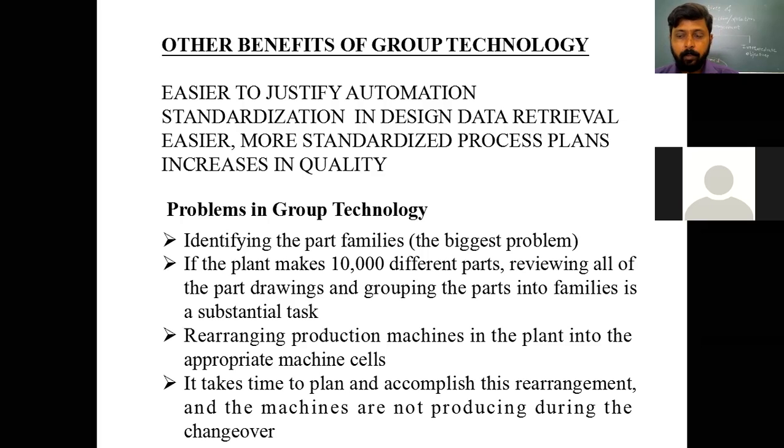Okay. Then easier, more standardized process plans. Process plan, what is process plan, that I am going to tell you in the next lecture. Just keep this in mind. Easier, more standardized process plans are, we can create process plans. Okay. And increase in quality, obviously you are going to make the increase in the quality because all other benefits are there.